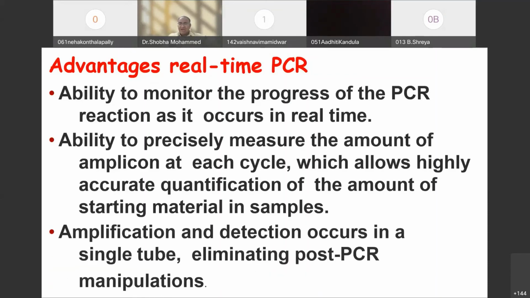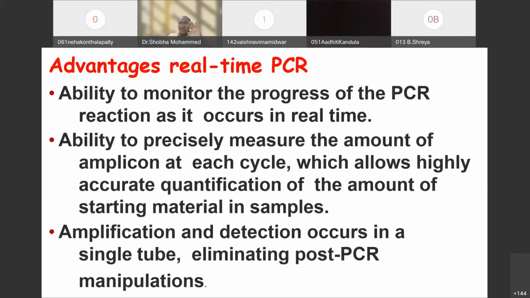Amplification and detection occur in a single tube. The whole tube of liquid goes into a small slot, a well, where we place it, and everything occurs there, eliminating post-amplification manipulations. It means that errors, which we would otherwise have, you need not worry about. So amplification and detection happen in a single tube. I do not use two tubes.